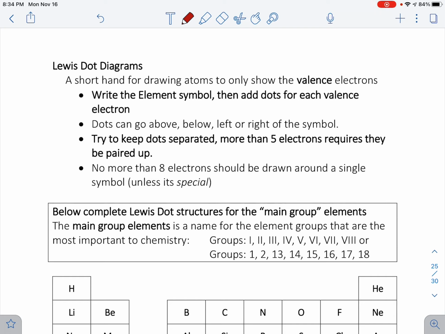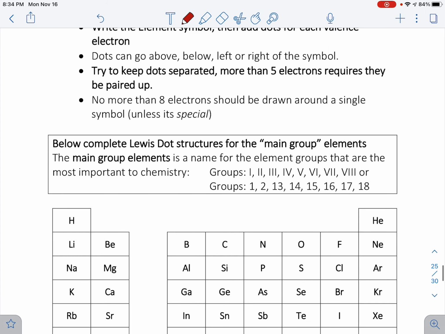To draw a Lewis dot diagram, we're going to write the element symbol, those letters that are used to represent the element. Then we're going to put a dot beside the element to show its valence. The dots can go above, below, left, or right of the symbol. We try to keep these dots separated, so 5 or more electrons requires that they be paired up.